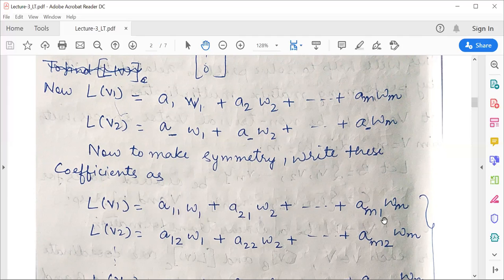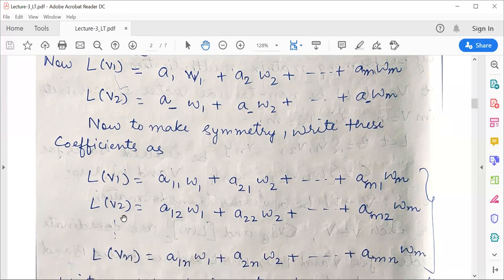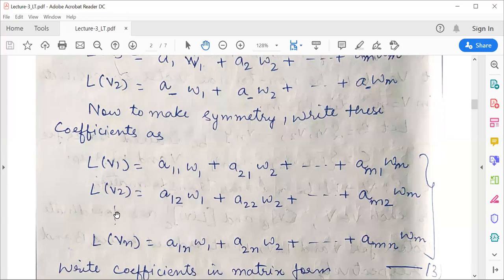Similarly for AM1, AM means this is the coefficient of Wm. This second suffix 1 tells us that this is the linear combination of V1. Similarly for L of V2, this will be A12. A1 means this is the coefficient of W1. The second suffix is telling us we are writing a linear combination for V2. Similarly, you can write this down for L of Vn.